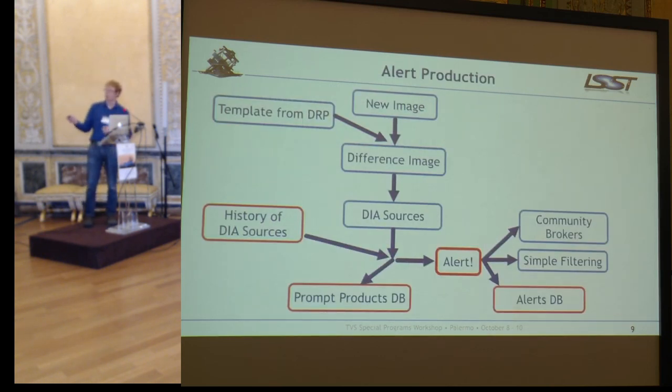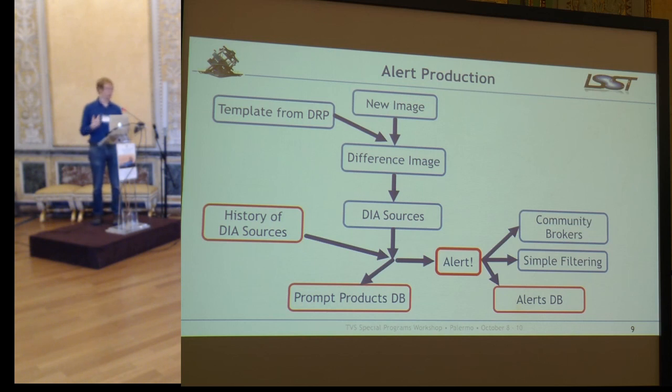This is just a flow chart of what the operations look like in alert production. So we start at the top, we get a new image. The template that we're going to difference against it comes from the data release production that happened most recently. So that will give us the latest and greatest difference image built up from a coadd of many different images in the past years. We do that difference imaging. That gives us the DIA sources.